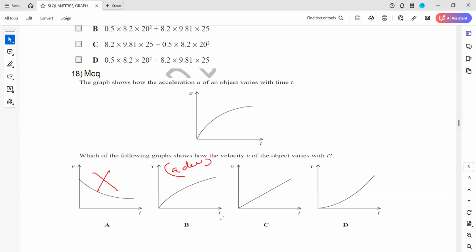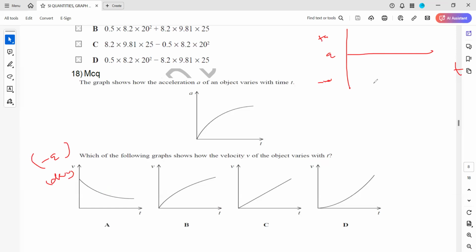Why A is not correct? Because A means the velocity is decreasing. When the velocity is decreasing, we call it deceleration. Deceleration means negative acceleration. So if it was anything about deceleration, then we should use a negative axis here, like the graph should be in this region. But the graph is in the positive axis region. Only one axis is used, so that's why A cannot be an answer. A will be the graph if it was a deceleration.